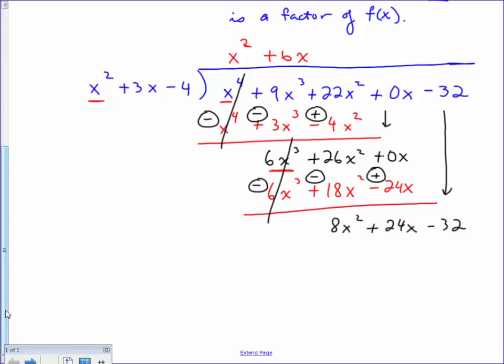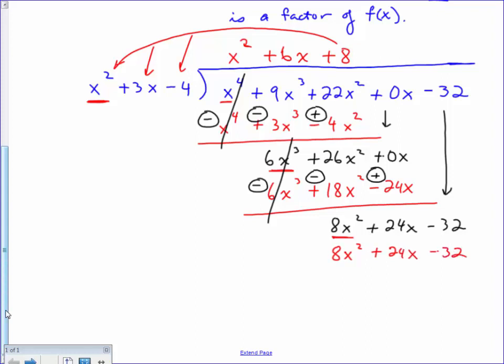All right, and now I need to start over on my division. Look at the x squared there, and the 8x squared. I would need to multiply simply by an 8. Take that 8, multiply it to these 3 terms, and then put the result underneath below. 8 times x squared is 8x squared. 8 times 3x is 24x. 8 times negative 4 is negative 32.